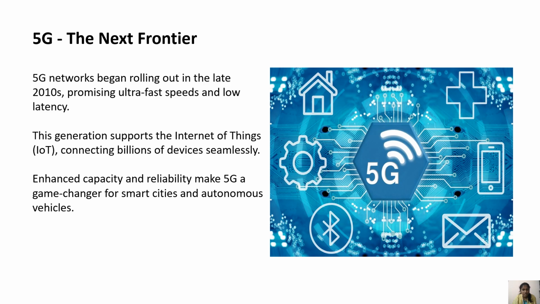And the next is 5G, the next frontier. 5G networks began rolling out in the late 2010s, promising ultra-fast speed and low latencies. This generation supports the Internet of Things, that is IoT, connecting billions of devices seamlessly. Enhanced capacity and reliability make 5G a game changer for smart cities and autonomous vehicles. This 5G is also available in the present generation as of now.